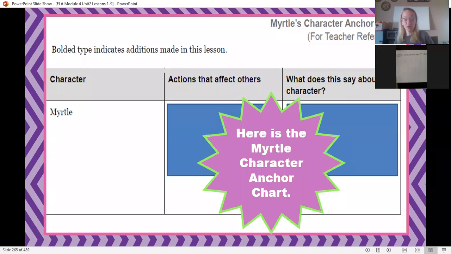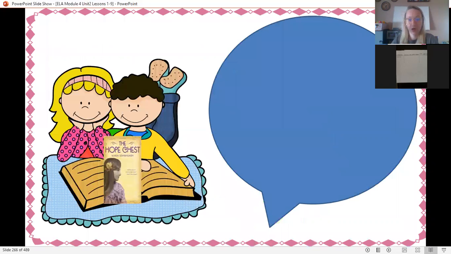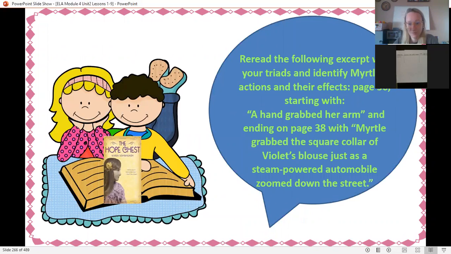Okay, so here's my Myrtle character anchor chart, and I've put this, if you could see it, here in my module notebook. So you're going to reread the following excerpt and identify Myrtle's actions and their effects on page 36, starting with "a hand grabbed her arm." And you're going to go all the way to 38, where it says, "Myrtle grabbed the square collar of Violet's blouse, just as the steam-powered automobile zoomed down the street." Okay?